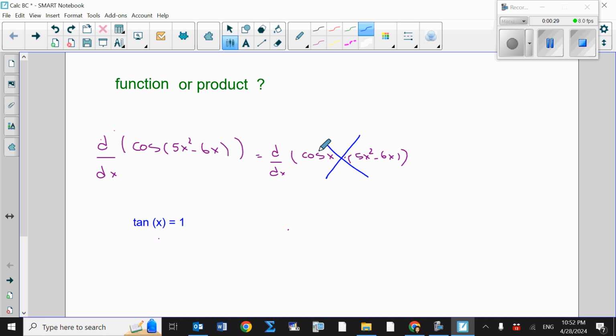That's one of the common mistakes that also happen in regular pre-cal. I give them tangent of x equal to 1 and I say, how do you get the x by itself? They start dividing both sides by tangent. I tell them this is tangent of x, it's a function, and it's not tangent times x, so you cannot divide by tangent.